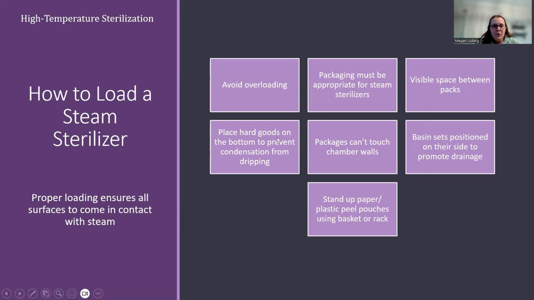Visible spaces between packs. Notice, place hard goods on the bottom. You don't want condensation, I mean, it is steam, dripping down onto other things. You cannot touch the walls of the inside of the chamber. This is important. Basins are positioned on their side to promote drainage. You don't want them basin up where all that condensation can just collect, and if it collects too much, it's not going to dry, even with the drying phase. And then stand up paper or peel pouches, using maybe a basket or a rack, so they're on their sides and not stacked like a book.